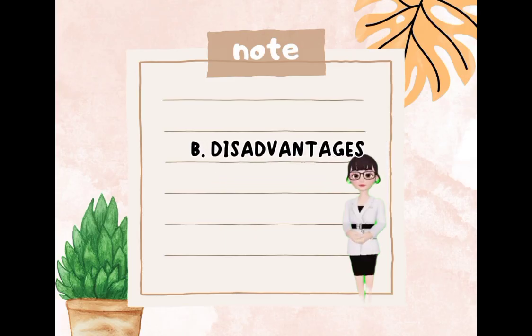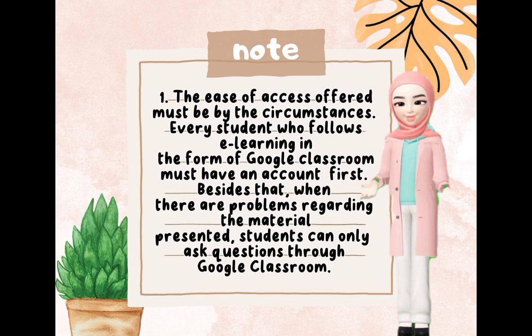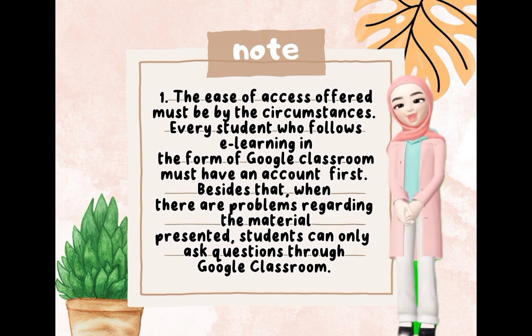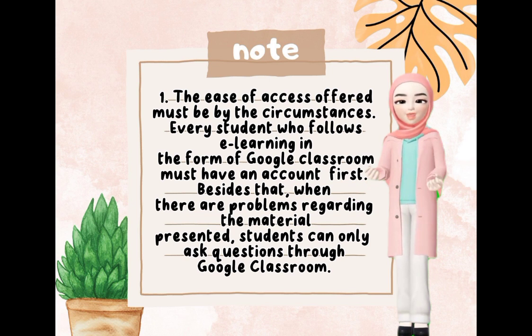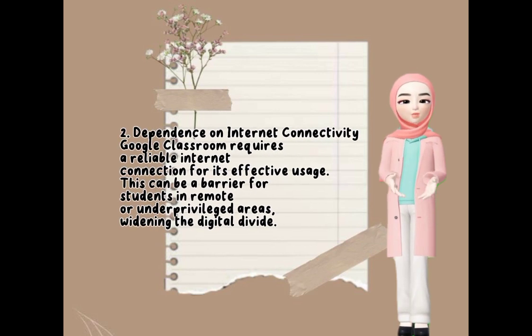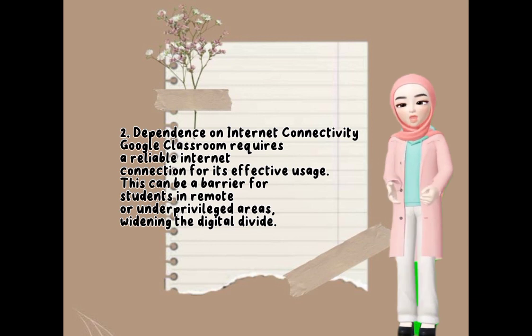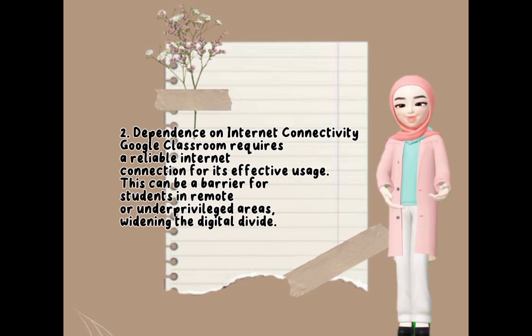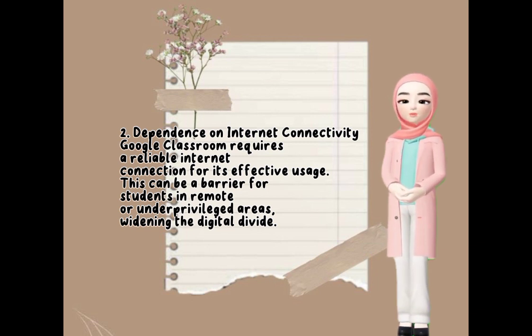B. Disadvantages. 1. The ease of access offered must be matched to the circumstances. Every student who follows learning through Google Classroom must have an account first. 2. Dependence on internet connectivity. Google Classroom requires a reliable internet connection for effective usage. This can be a barrier for students in remote or underprivileged areas, widening the digital divide.